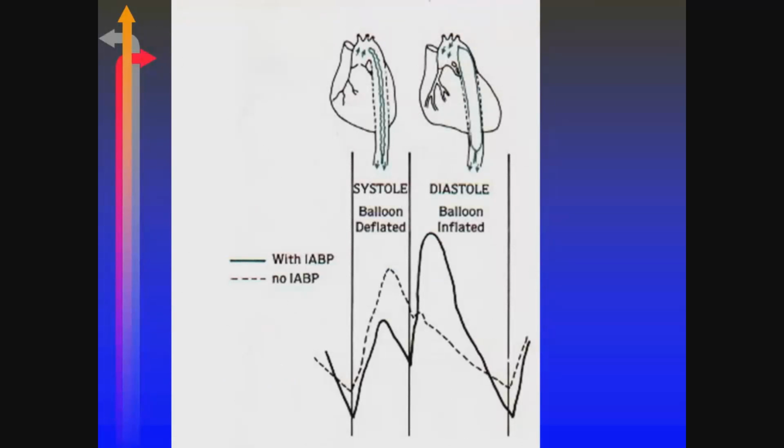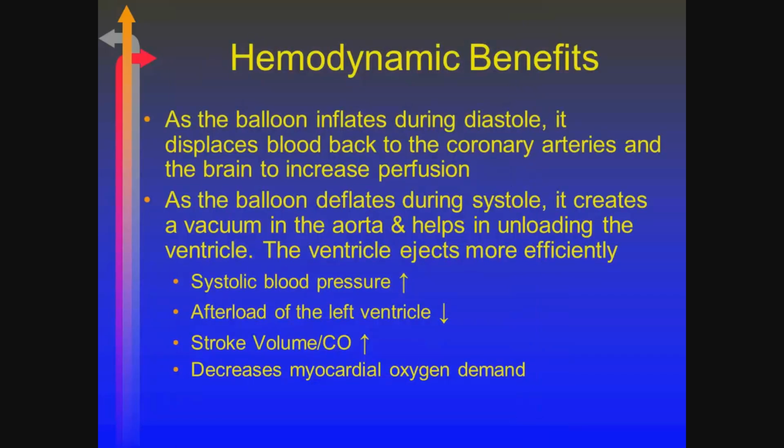And it's basically timing itself to an ECG tracing so it knows when systole and diastole happen. And you can see that during diastole I normally have a reduction when there is not a pump there, but by inflating it during diastole, now I have an increase in diastolic pressure. And we talked about it, displacing blood into the coronary arteries.